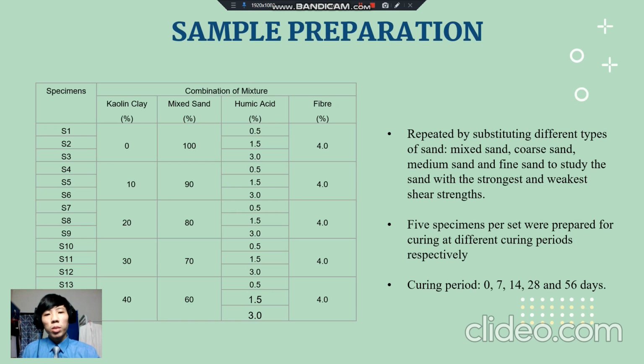This is the sample preparation stage. As we can see, the combination of mixture of the different percentages of the materials is stated. This combination is repeated by substituting different types of sand, which are mixed sand, coarse sand, medium sand, and fine sand. The aim of substituting different types of sand is to study the sand with the strongest and weakest shear strengths. 5 specimens per set were prepared for curing at different curing periods respectively. The curing periods were set to 0, 7, 14, 28, and 56 days.